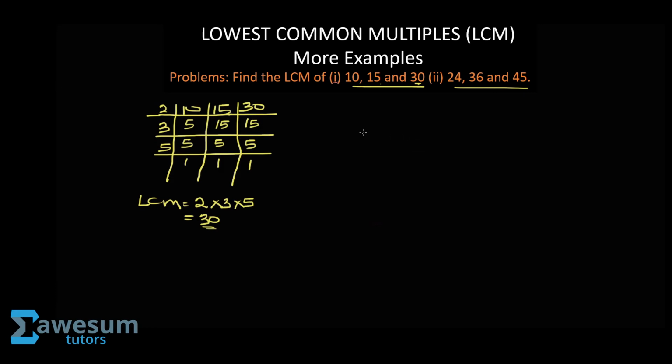The next problem says we should find the LCM of 24, 36, and 45. Okay, take note, you want to start with the lowest number. 2 can divide in this case. Take note, your knowledge of multiplication tables is so important. So make sure you master your multiplication tables very well.